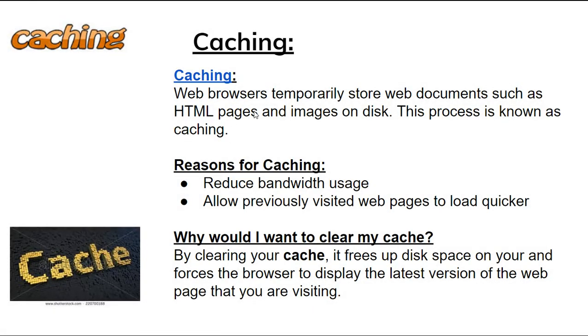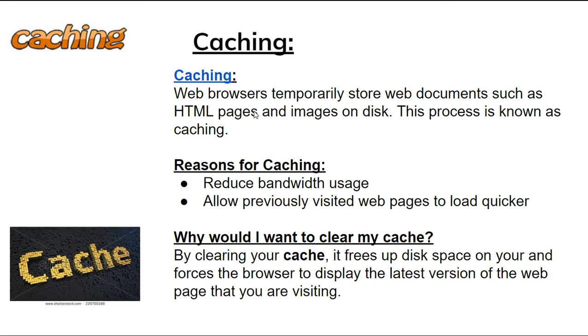Okay, caching. Web browsers temporarily store web documents like HTML pages and images on disk. This is what we call caching. The reasons for caching are to reduce bandwidth usage and to allow previously visited web pages to load quicker. So they will load quicker as they are loaded from your hard drive and not the web. So it's saved on your device. And so every time you go onto that site again, it loads a lot quicker.